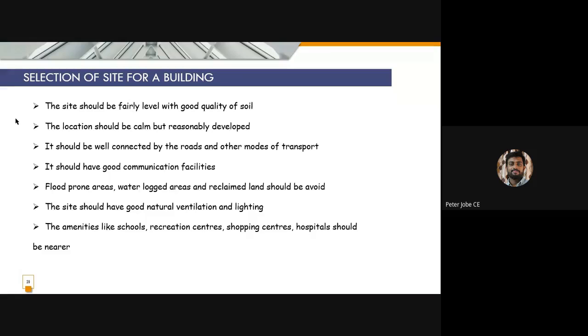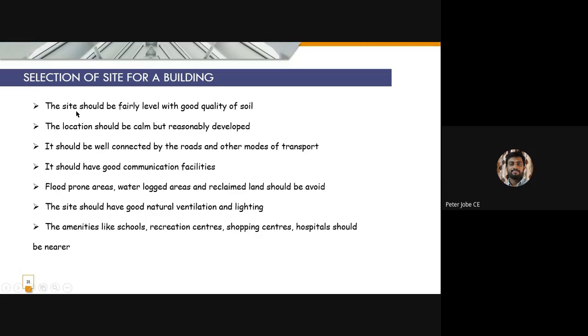That means the location of that building. First thing is the site should be fairly level with good quality of soil. The thing which a geotechnical engineer should ensure: the site should be fairly level with good quality of soil. Fairly level means we can't easily construct a building on a hillside. It's not at all recommended to construct a building where the slope goes beyond 45 degrees. It will be very difficult to construct a building over there. The stability of the soil will be very weak at that place, so the proper load distribution won't happen.